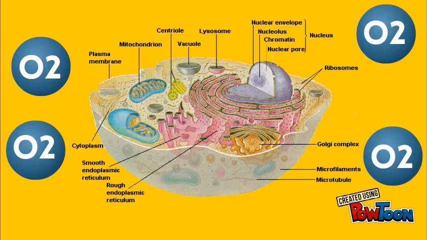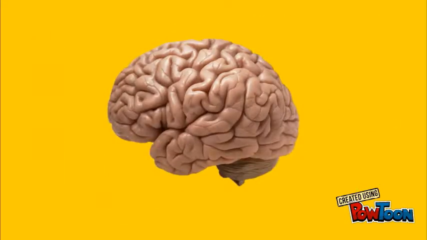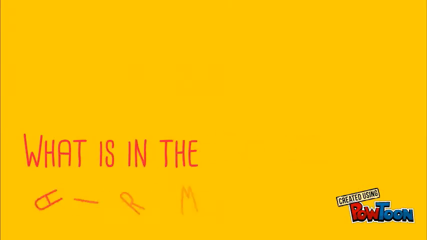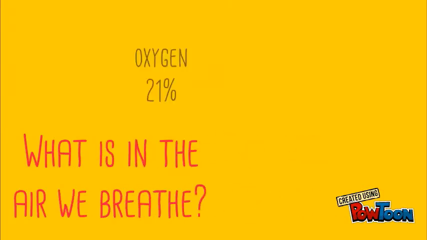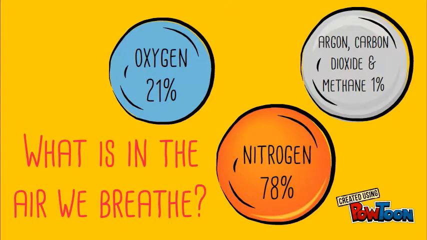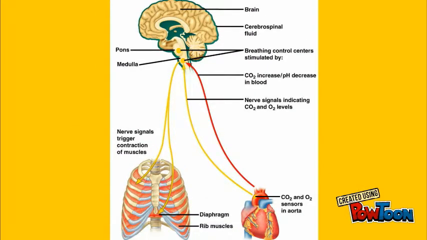After about 5 or 10 minutes without oxygen, you are likely to develop serious and possibly irreversible brain damage due to the lack of oxygen in the brain. What is in the air we breathe? Air is made up of 21% oxygen, 78% nitrogen, and 1% of other gases such as argon, carbon dioxide, and methane. Every 3 to 5 seconds, nerve impulses stimulate the breathing process.